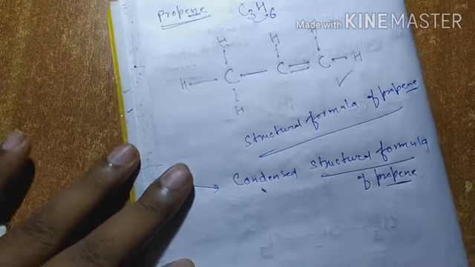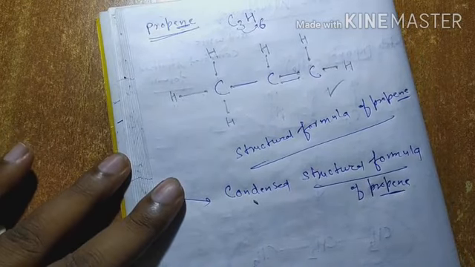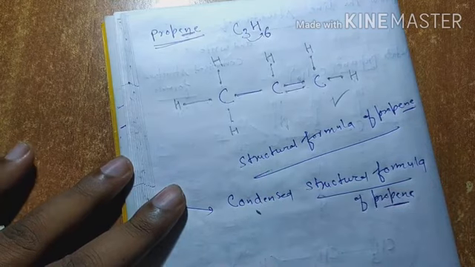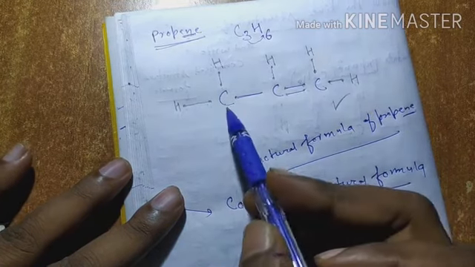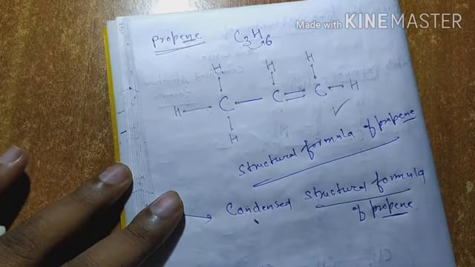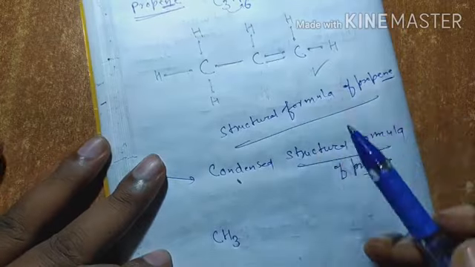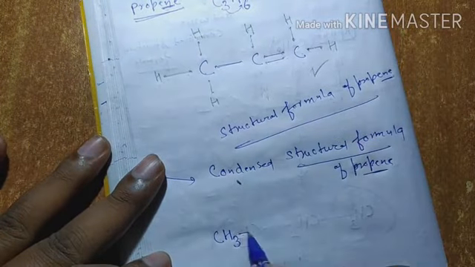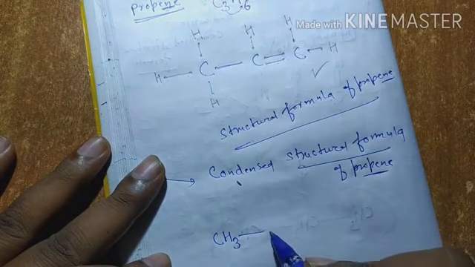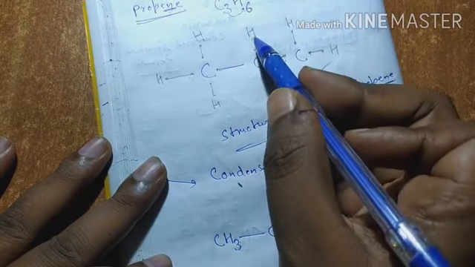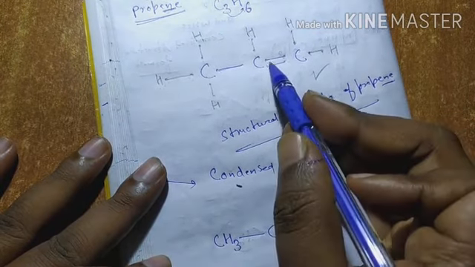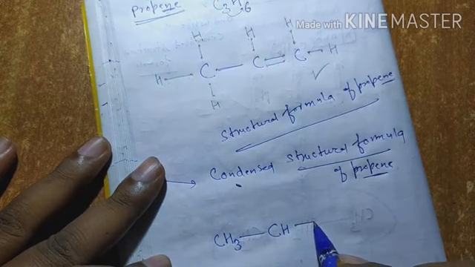Okay, so how will you write here? See, from this carbon atom, how many hydrogen atoms are there? 3, 1, 2, 3. So we can write here CH3, and put a single bond here. From this carbon atom, there is only one hydrogen, so write only CH. There is a double bond between the carbon atoms, so put a double bond here.